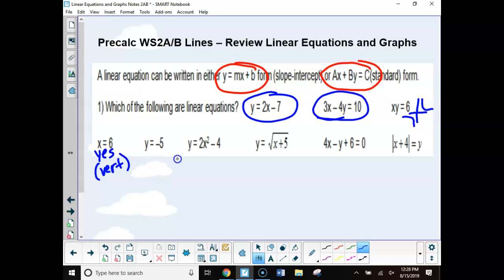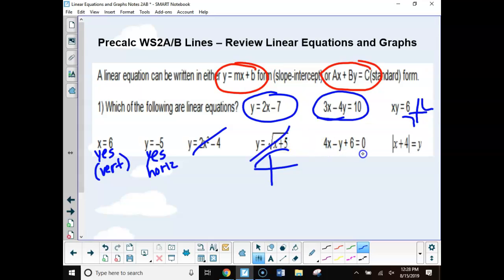Okay, y equals -5. That's another straight line. Happens to be horizontal. Okay. It is linear. What about y equals 2x squared minus 4? No, it's a parabola. Y equals square root of x plus 5. No, it's half a sideways parabola.